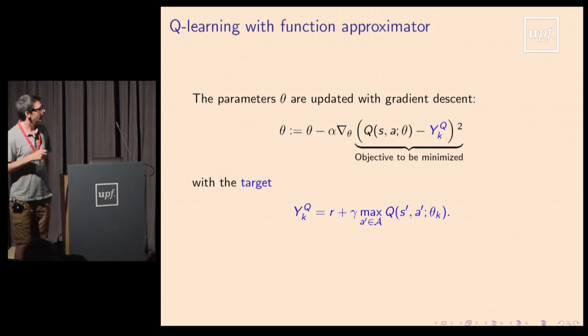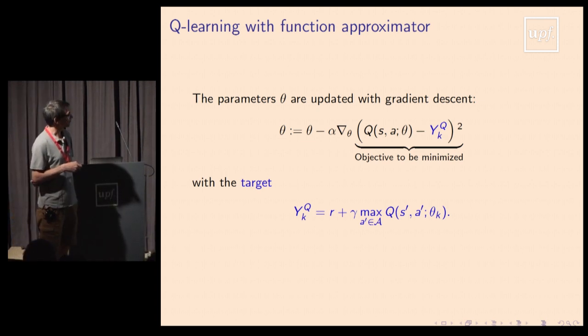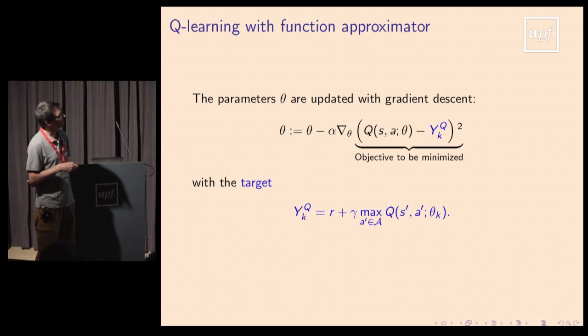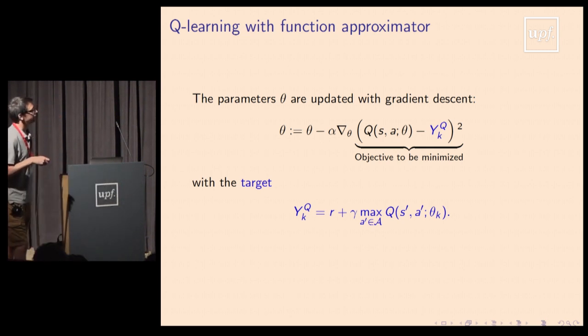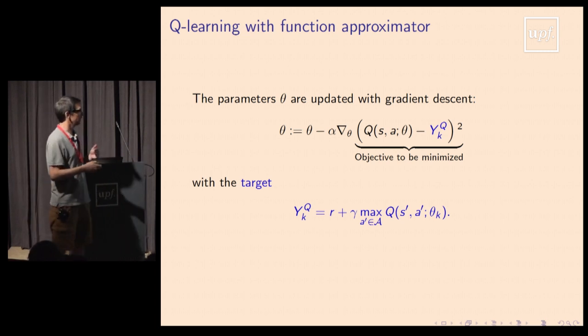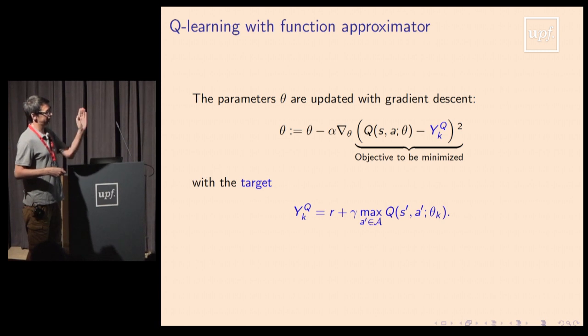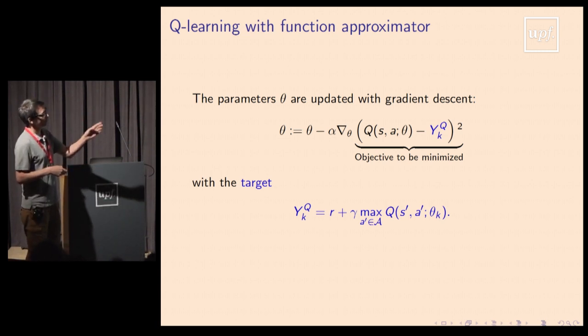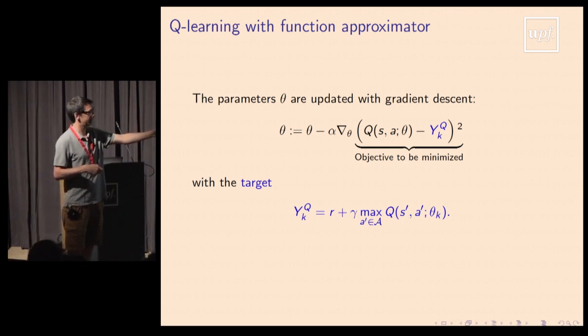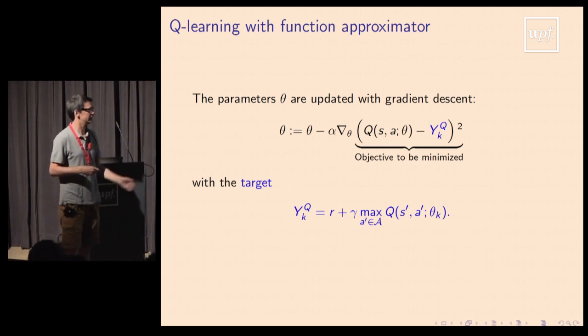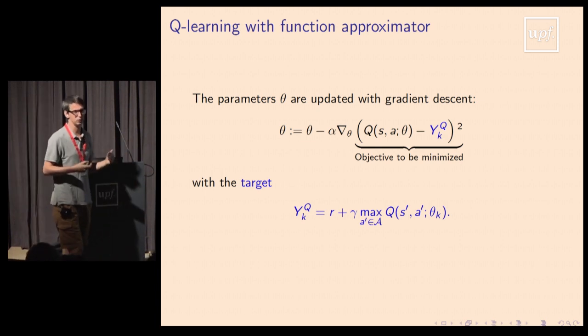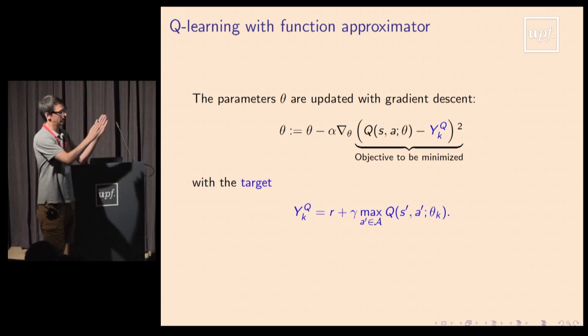And so what do we do? Well, we basically use the semi-gradient update. We start with parameters theta, and we move in the direction opposite of the gradient of the objective, where the objective is the square of the difference between the current estimate of the Q value for state action pair SA and the target. And the target is the one-step look-ahead expected return. So for a tuple state, action, reward, next state, we look at the reward plus gamma times the maximum expected return that you can get from the next state onwards. So it's the one-step look-ahead expected return that you can estimate from the information state, action, reward, next state.